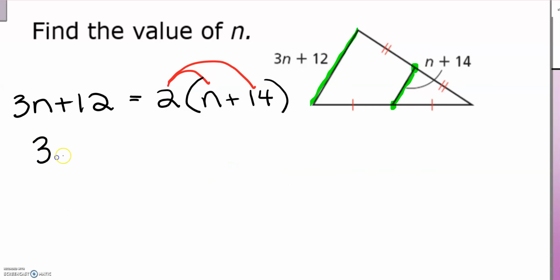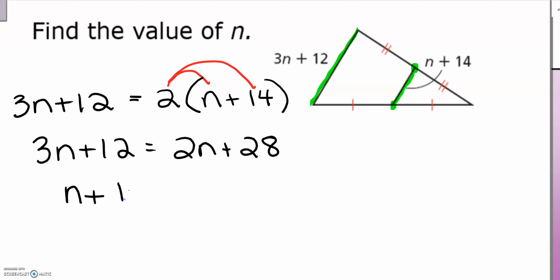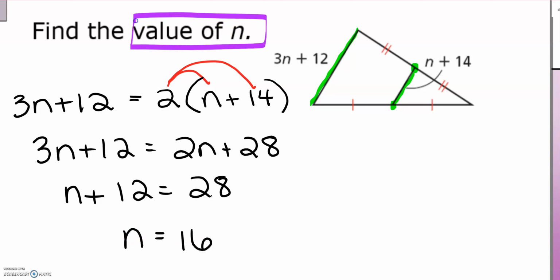And so I have 3n plus 12 equals 2n plus 28. Subtract 2n from both sides. Subtract 12 from both sides. And we have n is 16. I look back to the problem to see if I'm done, and it turns out I am. Find the value of n. Well, there it is.